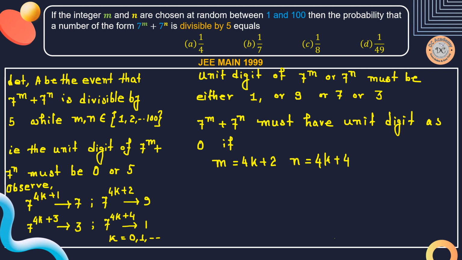Okay. Now, m and n are there. Also, m can be 4k plus 4. This is actually repeated. We just interchange the values of m and n. So therefore, it is 4k plus 2.